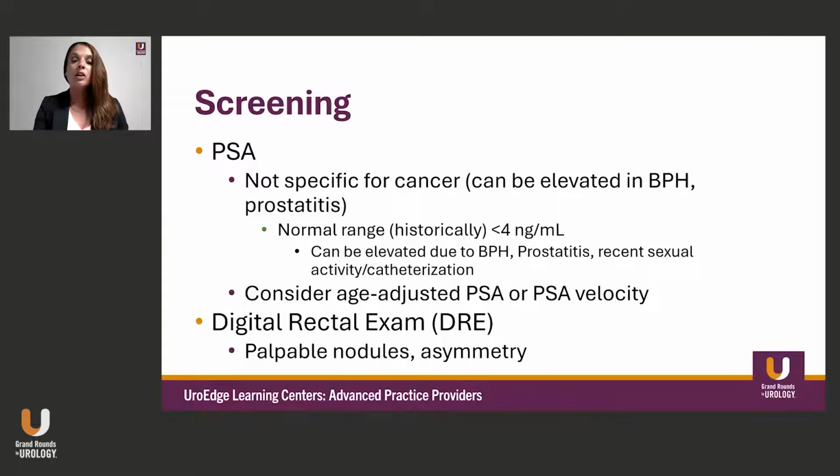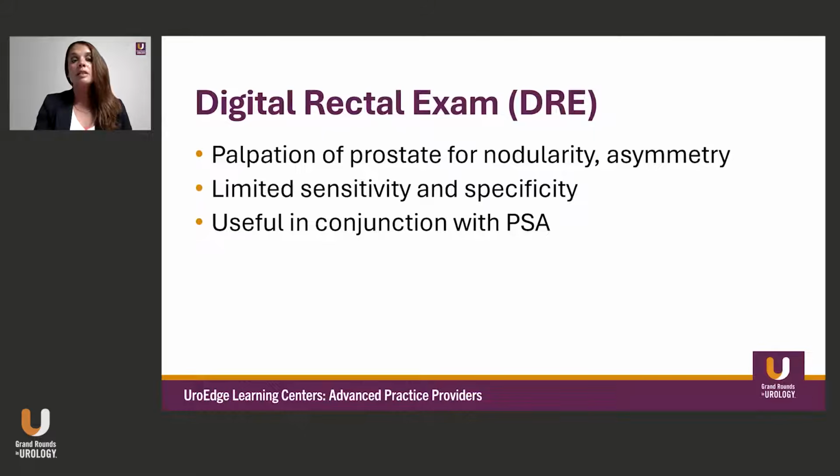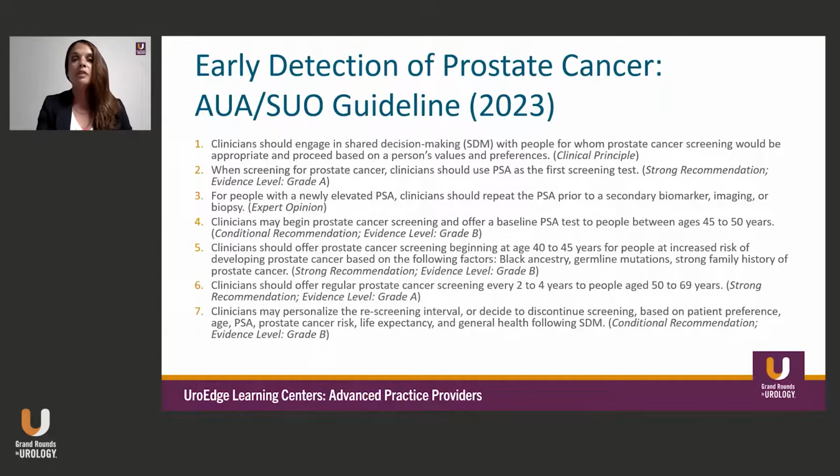The second component to screening is the digital rectal exam, or the DRE. What we're looking for here are palpable nodules or asymmetry of the gland itself. The DRE does have limited sensitivity and specificity, and it needs to be used in conjunction with the PSA.